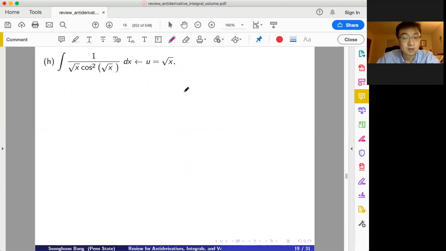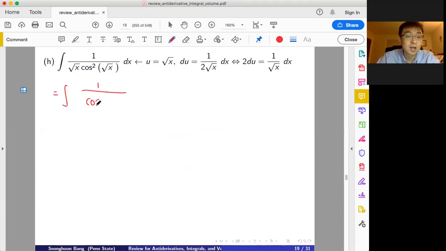So this one, take du. The derivative of the square root of x is 1 over 2 times root x dx. So we don't have 2. You can multiply both sides by 2. So next one, please cross out. 2 du equals 1 over root x dx.